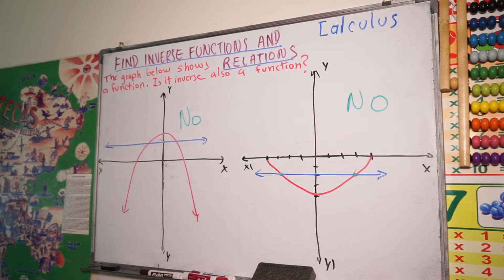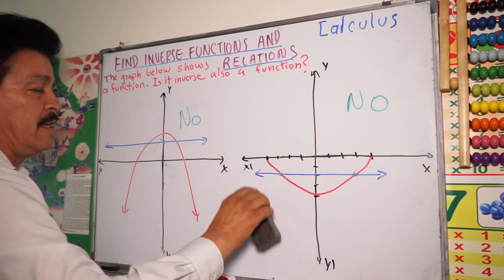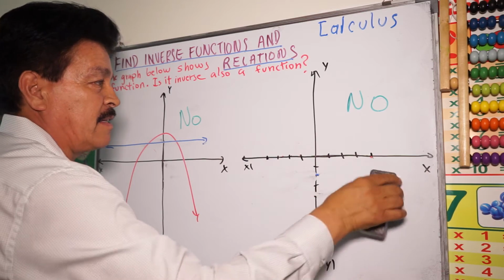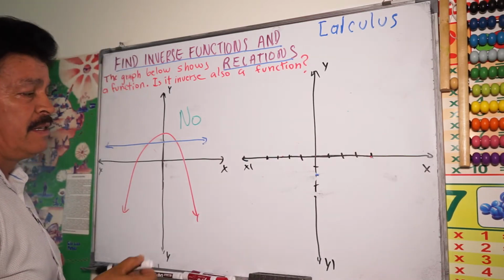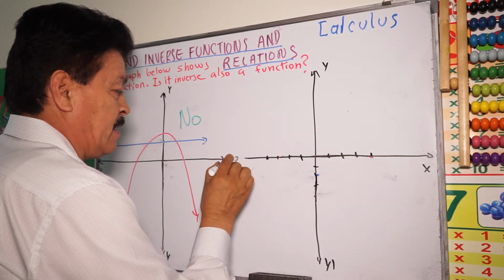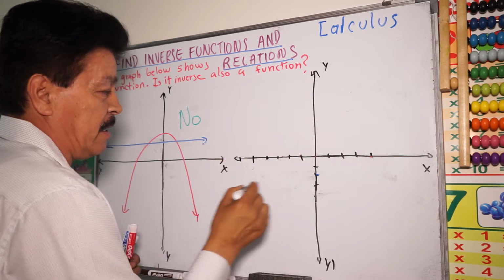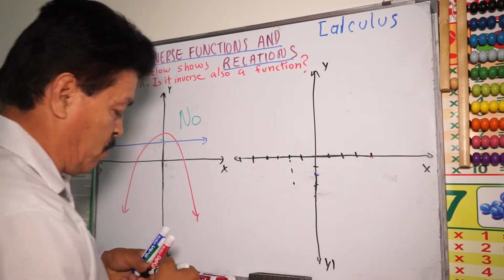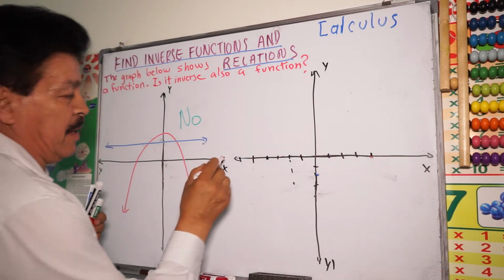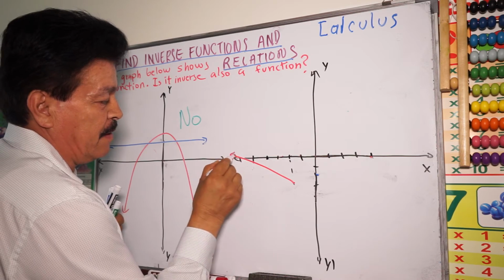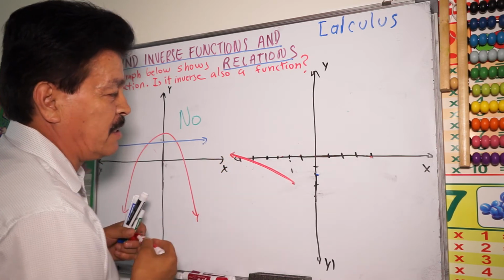So let's try to show another function. For example, here let's make another function, another graph. Let's make another graph here, and let's do this right here. Let me try it from here. On this point, let me do one graph like this. Look at this graph. What do you think?